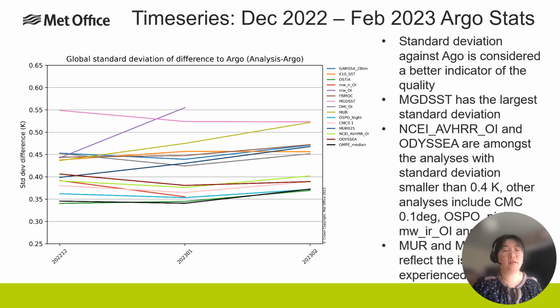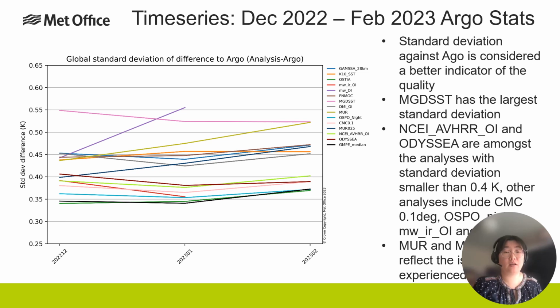Amongst the ones above 0.4 Kelvin, the ones we focus on here are the MER in the yellow and the MER 0.25 in dark blue. But just to note, for the MER analyses, because we have longer term statistics in-house, we know this seems to be higher than where they usually are. So we think MER probably had some problems in this period, but we don't know exactly what happened there.